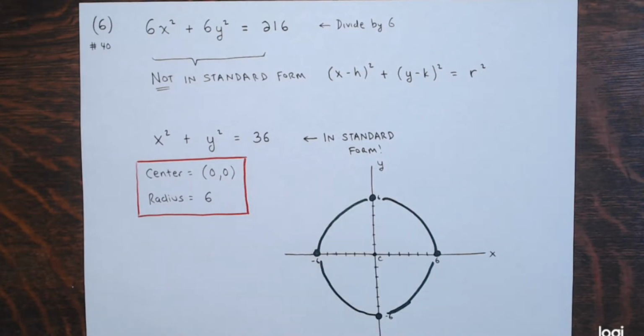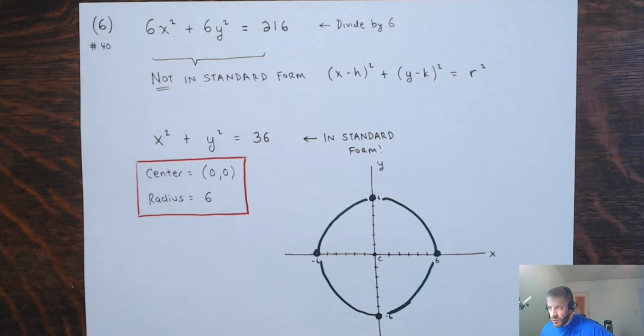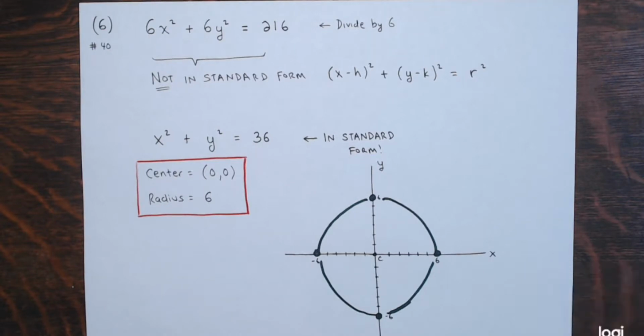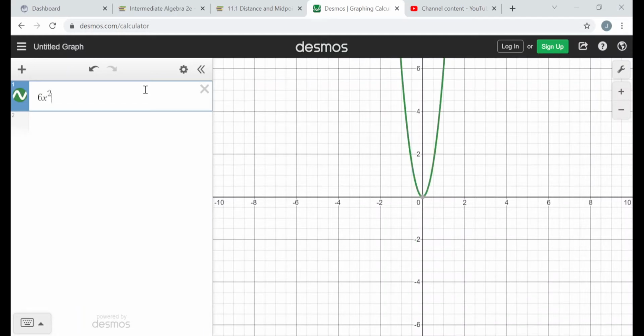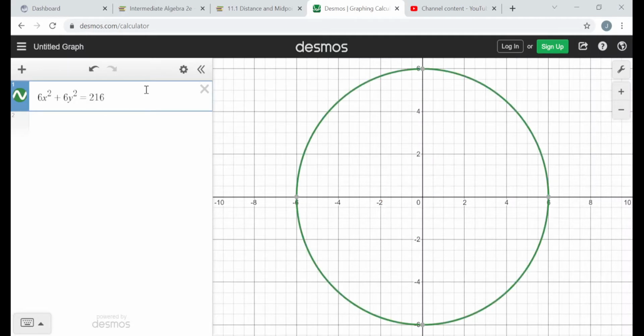And once again, let's test it out. Now I'm going to enter the equation as it was given to me in the beginning, right? 6x squared plus 6y squared equals 216. And look at this. See this circle? Got 0, 6, as I said, 6, 0, 0, negative 6, negative 6, 0, all circle with a radius of 6 centered at the origin.